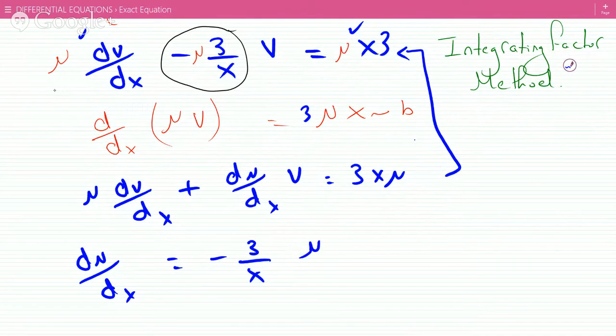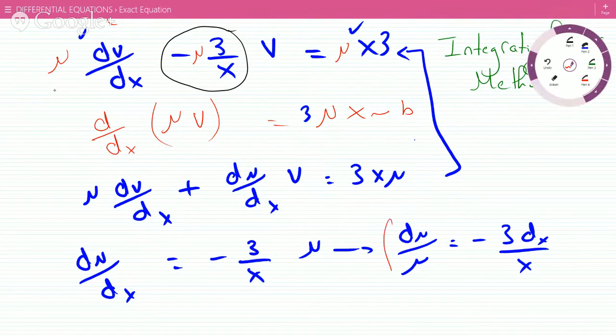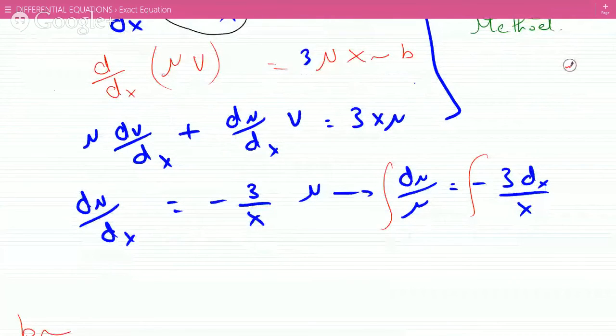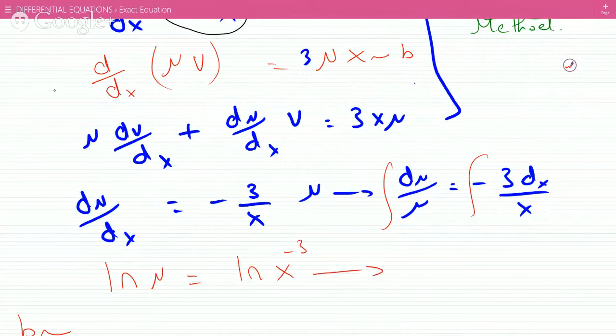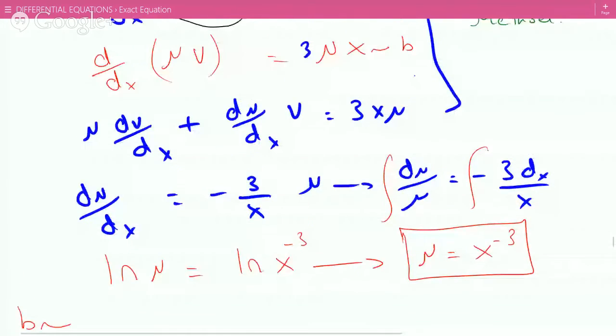Yeah? Separate the variables. So you get d mu over mu equals minus 3 dx over x. And we're going to integrate here and integrate here. And then we get ln mu has to equal ln x raised to the minus 3. So yeah, mu is equal to x to the minus 3. Okay, so we're going to plug this into equation B.